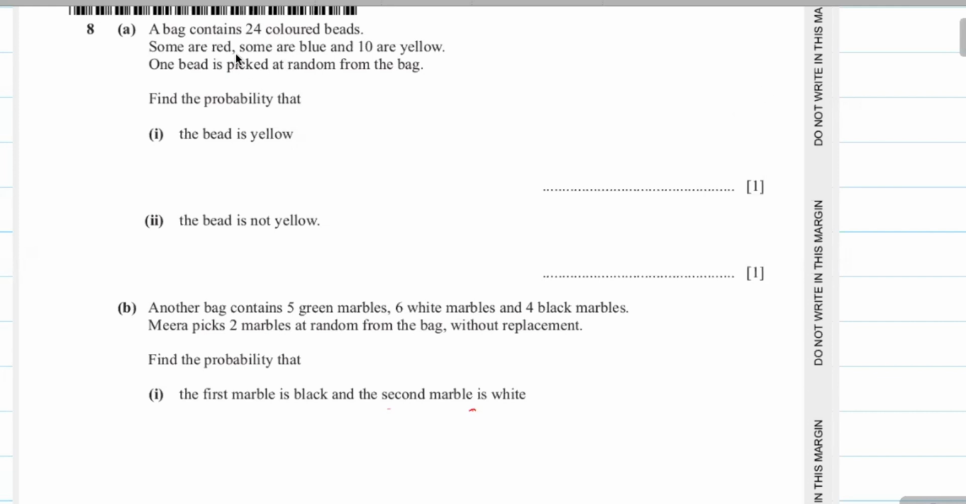Question number 8, part A. The bag contains 24 color balls. Some are red, some are blue, and 10 are yellow. One bead is picked at random from the bag. Find the probability that the bead is yellow.